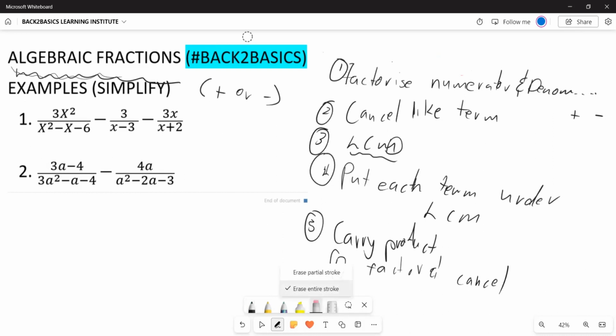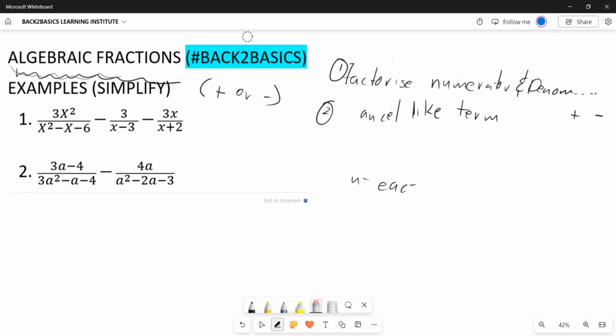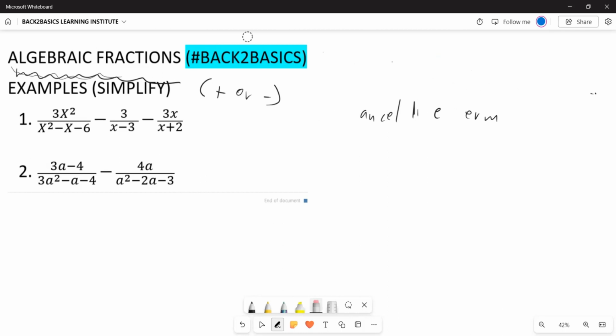So these are some of the most important things when it comes to simplifying your algebraic fractions that involve addition and subtraction. Now let's make up some space here and see what we can do with our number 1. Hopefully you are ready for us to solve this.